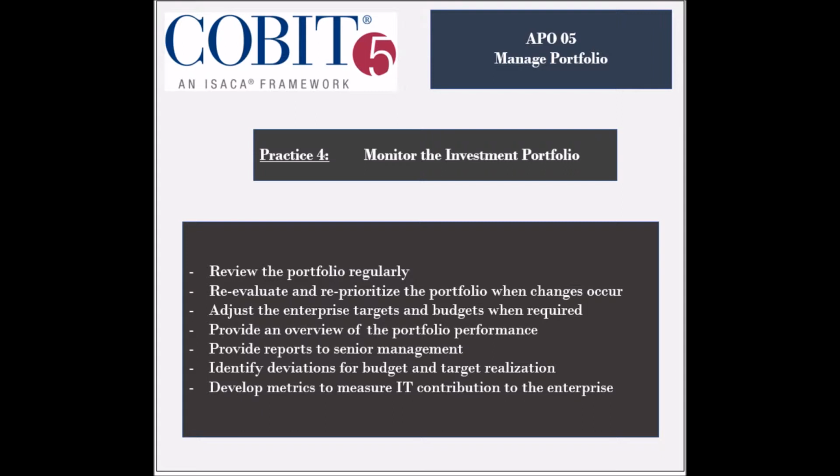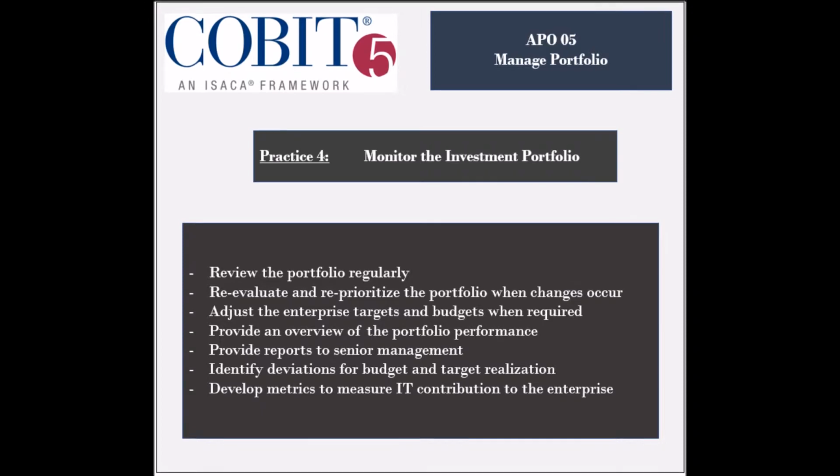The senior management should have a clear idea about what has been achieved, and what still needs to be done. The reports should include the realized benefits, mitigated risks, and capabilities achieved. Deviations that occurred in the budget and the achieved benefits should be reported as well. Metrics that measure the IT contribution to the enterprise should be defined and monitored, and performance targets should be set.